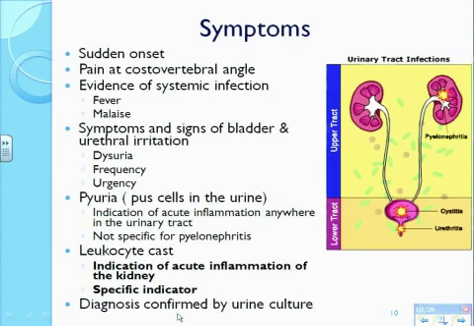Pyuria is when you'll see pus in the urine. It's an indication of acute inflammation anywhere in the urinary tract, but it's not specific to pyelonephritis. So just because you see pus coming out of the person's urethra does not mean that they have it in the actual kidney. But when you see white cell casts, on the other hand, it is indicative of acute pyelonephritis.